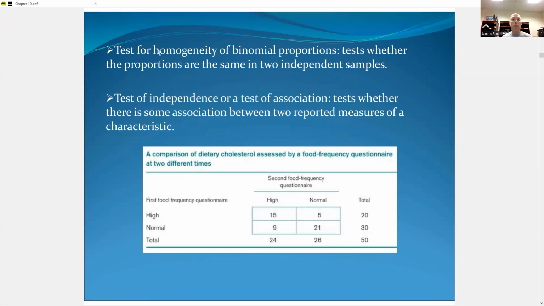All right, so for homogeneity tests, what we're trying to do is test whether the proportions are the same in two independent samples. So in homogeneity, we're trying to see, is this count proportional to the entry here and proportional to here? So for homogeneity, is the entry proportional both to its column sum and its row sum? Is this entry proportional to its column sum and its row sum?